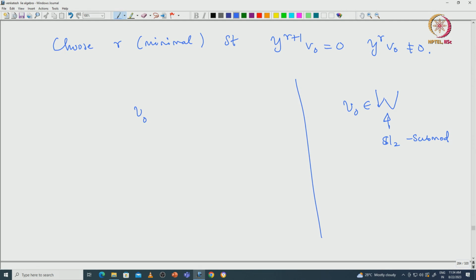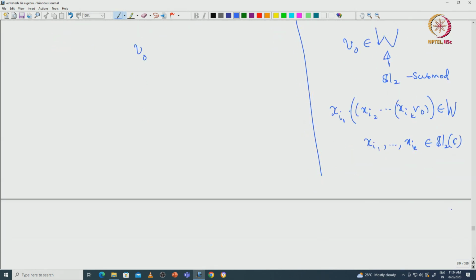So, in particular, for example, if I take xi1 and then xi2 and so on up to xik, and apply them on this v naught, all of them should be inside W, for any xi1 etc. xik inside sl2C. So, indeed one can prove that the submodule generated by v naught will be exactly the span of all these vectors. Okay.